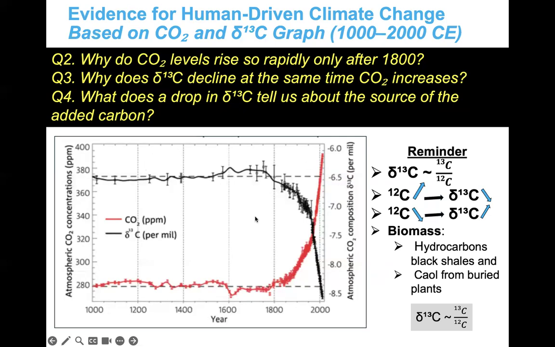So if you go back here, if you look at the drop here, delta 13C decreases. Now remember, delta 13C is proportional to 13C over 12C. This means this ratio also drops. And what makes this ratio drop is because this 12C here increases.